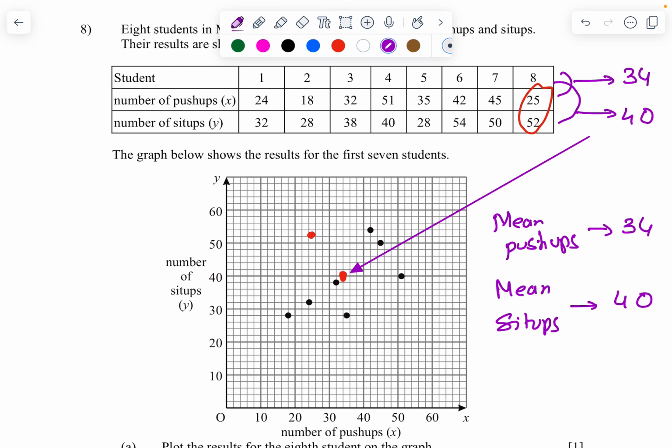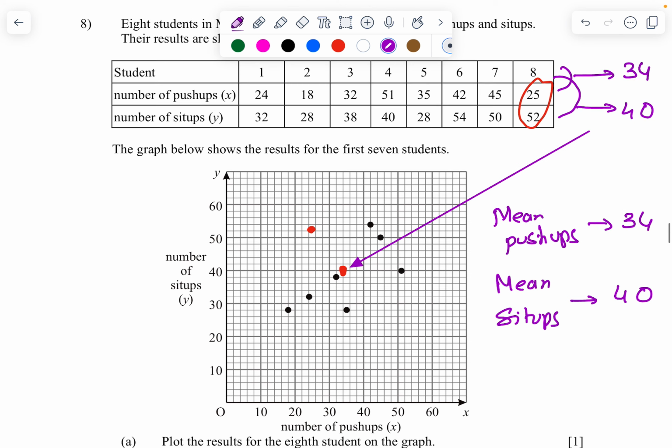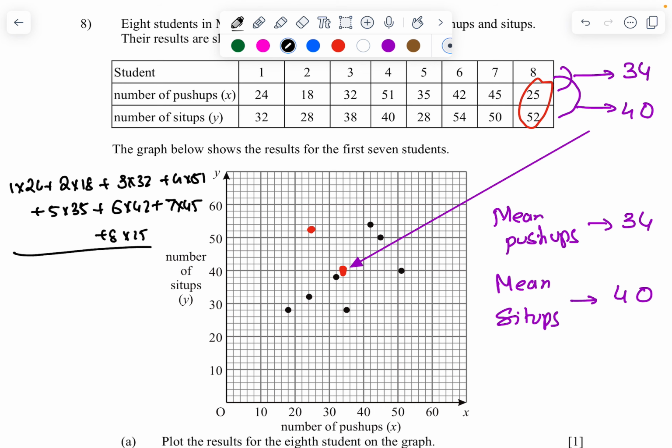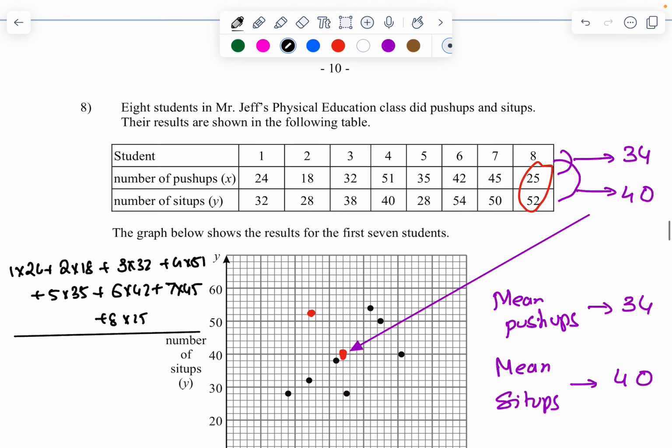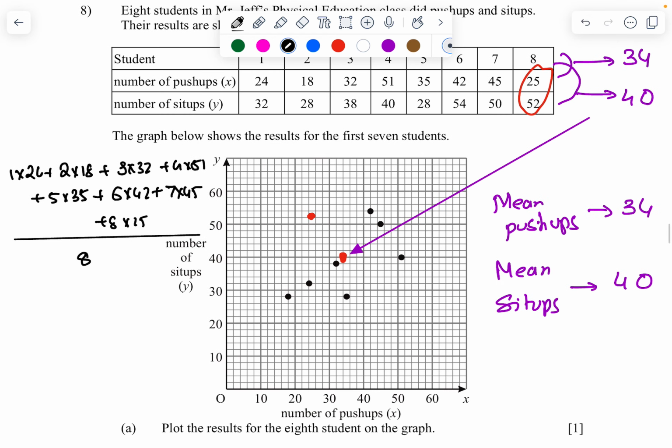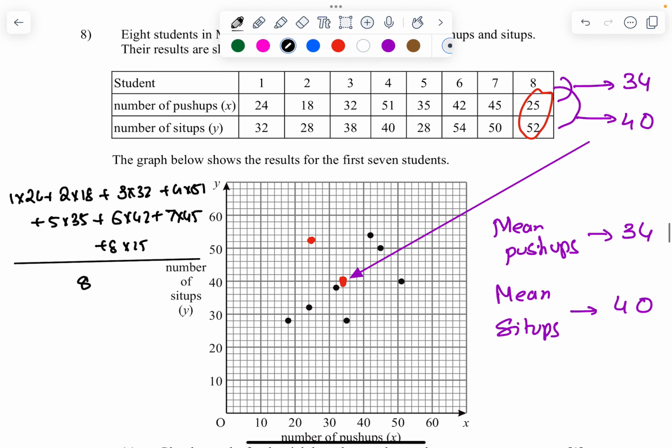Then how do I calculate the mean? You can do it by calculator, or else what you can do is 1 times 24 plus 2 times 18 plus 3 times 32 plus 4 times 51 plus 5 times 35 plus 6 times 42 plus 7 times 45 plus 8 times 25, divided by the total number of students. There are 8 students, so divide by 8. You should be able to get that answer.